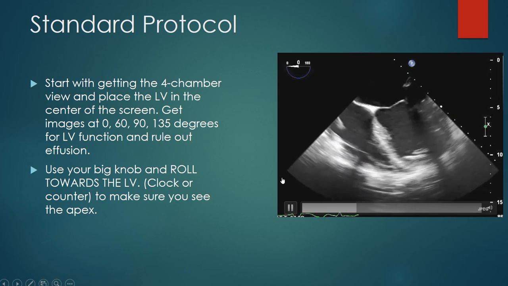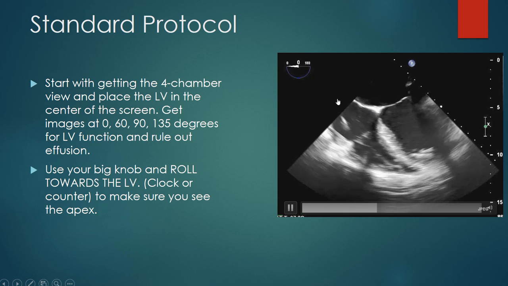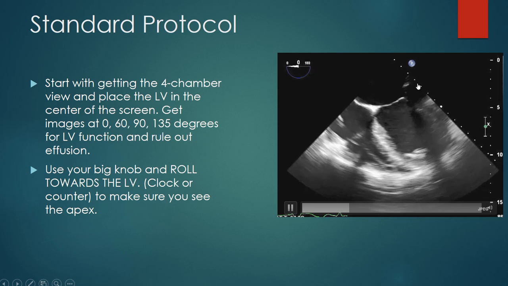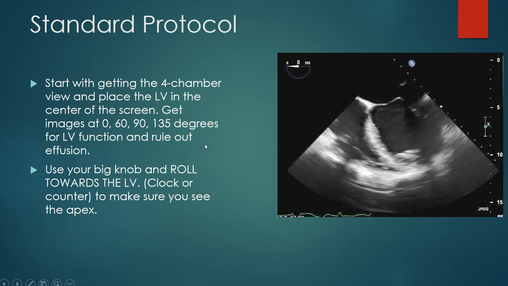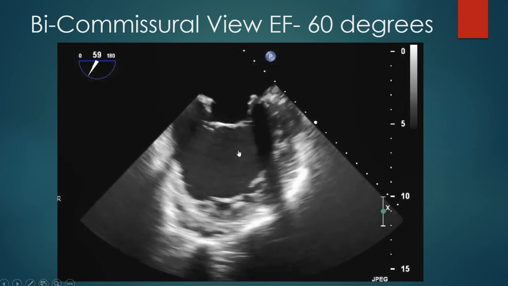So standard protocol, we start with the 4-chamber views from the mid-esophagus. So hence, if you see the aorta here, you're in the upper esophagus and you'll need to advance a little bit. So we'll start by looking at the LV to look at the ejection fraction. So we're going to roll a little bit by counterclocking, and we're going to pull this back to get the LV in the center, and then we're going to get views at 0 degrees, 60 degrees.